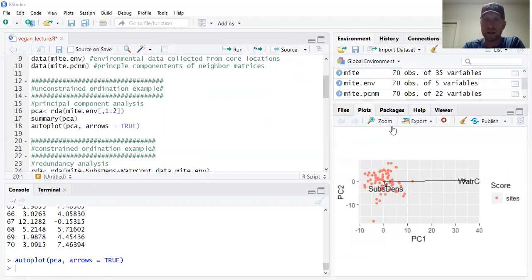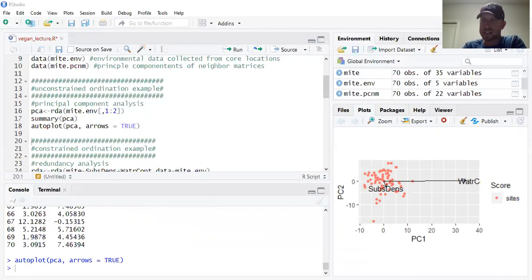I'll zoom in on this plot. And what I want you to notice is here's PC1, where the majority of our variation was explained. Remember, 99% of the variation was captured along PC1. And then here's PC2. And notice that water content has this very long vector that's going along PC1, representing that there's a strong influence of that environmental variable on that first axis.